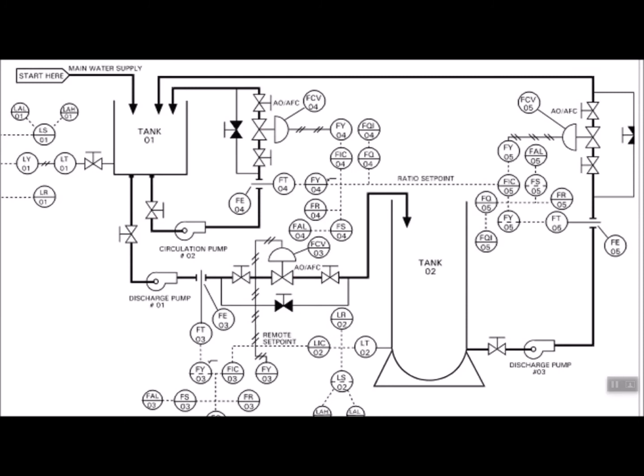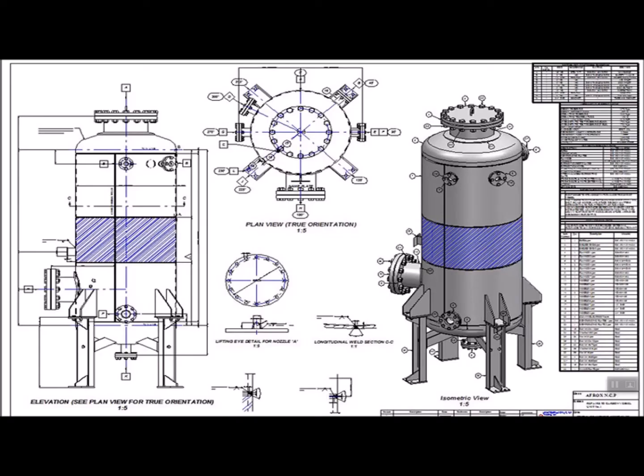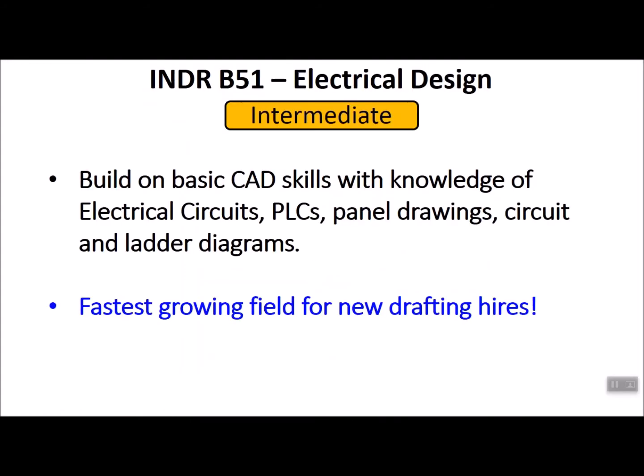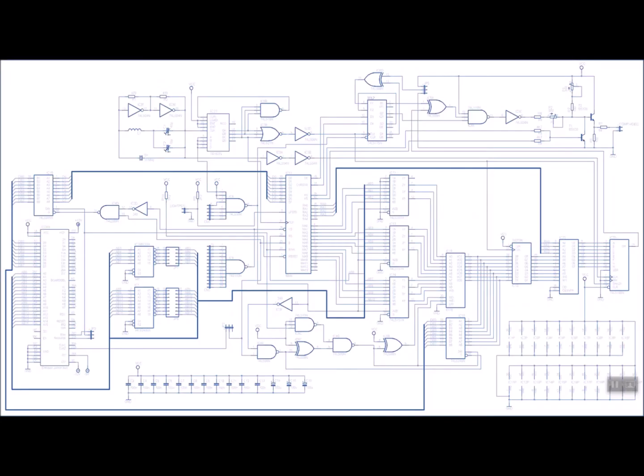So there's a lot of different kinds of drawings in this field. This is one kind of drawing. This is another kind of drawing, and those are very different kinds of drawings. But electrical design is their next area of intermediate CAD, and they take the basic CAD class, and then they can build on that, learning how to draw out electrical circuits, programmable logic controllers, making panel drawings, circuit diagrams, ladder diagrams. Electrical drafting happens to be the fastest growing field for new drafting hires.